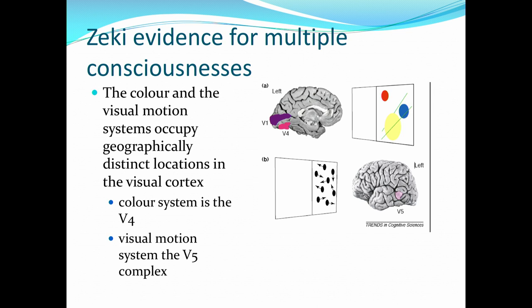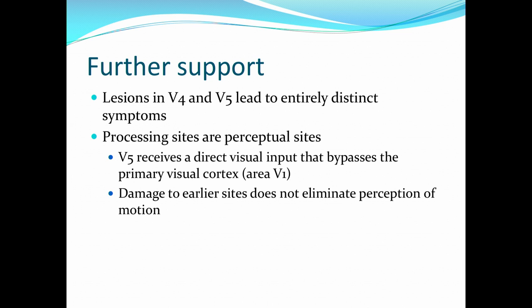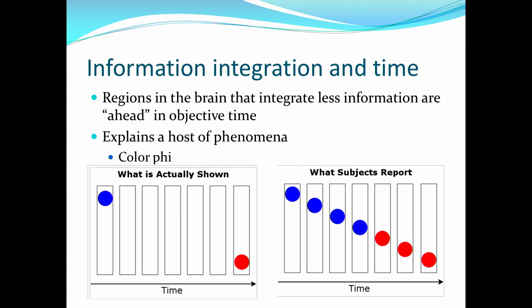Color and motion in vision occupy geographically distinct locations. In addition, lesions affect distinct systems. And critically, the processing sites seem to be independent of one another. And finally, and this is really critical to the theory I'm introducing here, the earlier sites tend to actually happen sooner in time than the later sites. And this also helps to explain the phi phenomenon. In the phi phenomenon, if you had a blue light that was converting to a red light, it appears to gradually transform in the middle on the way to the second spot, whereas in fact you can't experience this change unless you've already seen the second item.